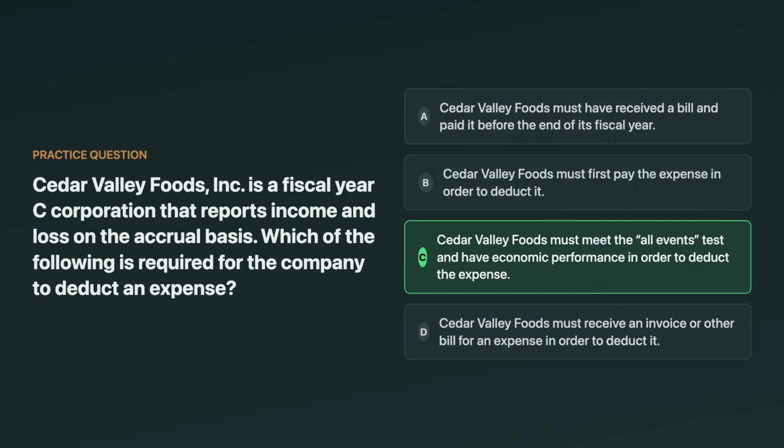The correct answer is the all events test and economic performance. Accrual taxpayers generally deduct when liability is fixed and determinable and economic performance has occurred. Payment is not automatically required, and neither is receiving an invoice. The tempting wrong answer is the one about getting a bill, because it feels practical, but it's not the legal standard.